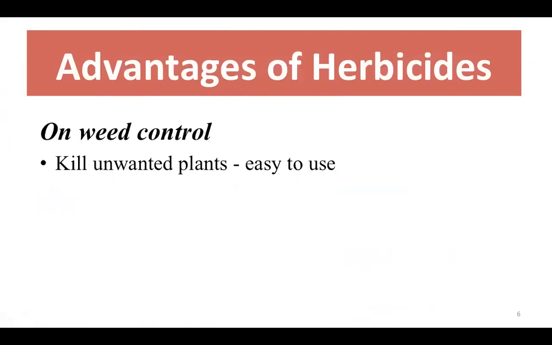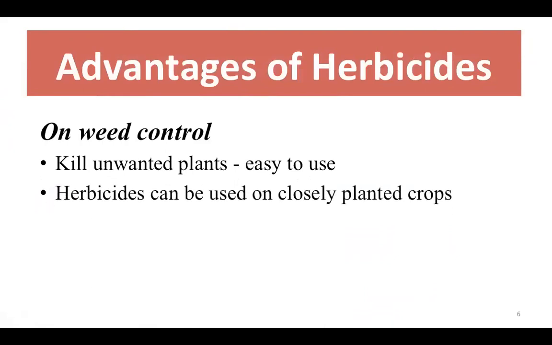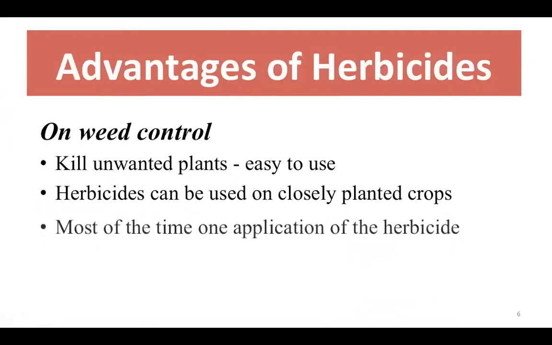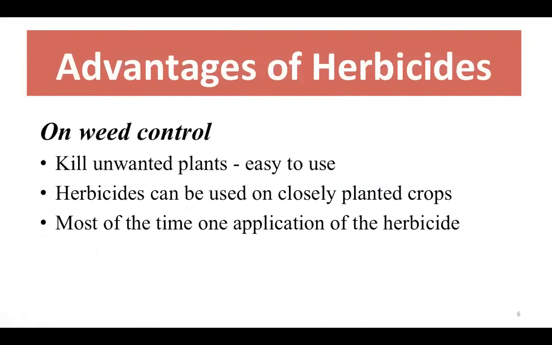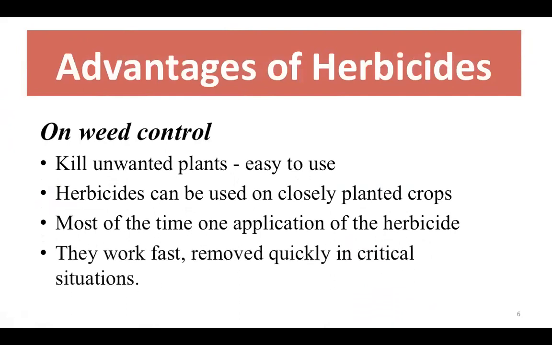They have a direct effect on the weeds: they kill unwanted plants and are very easy to use. They can also be used on closely planted crops where other methods cannot be used. Most of the time, one application of the herbicide is enough, whereas other methods have to be used continuously. They work faster, they can be applied quickly in critical situations, and they are relatively cheap, most of the time cheaper than the manual weeding process.